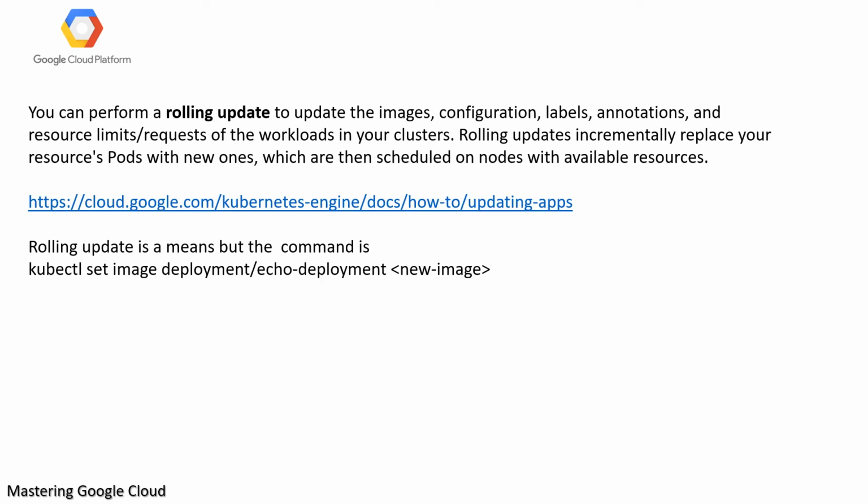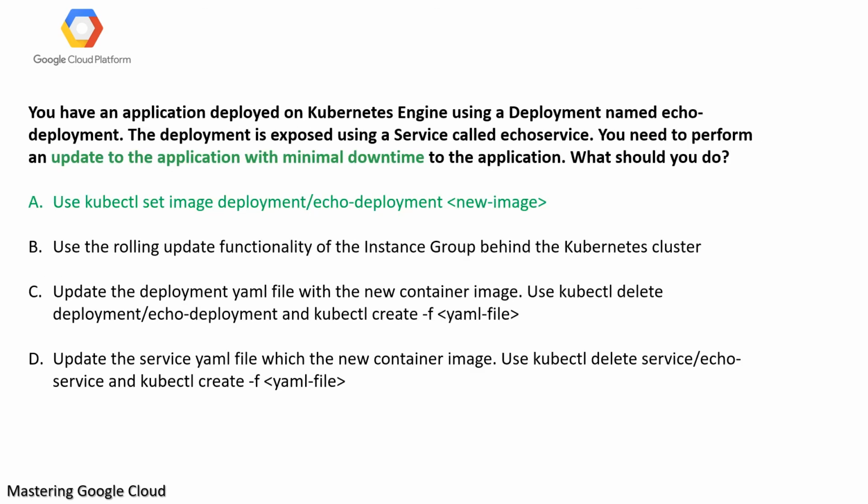As we have discussed, you can perform a rolling update to update the images, configuration, labels, annotations, and resource limits and requests of the workloads in your clusters. Rolling updates incrementally replace your resource's pods with new ones, which are then scheduled on nodes with available resources. So rolling update is the mechanism, the concept, but the command is kubectl set image deployment eco deployment new image. So option A is the right choice.